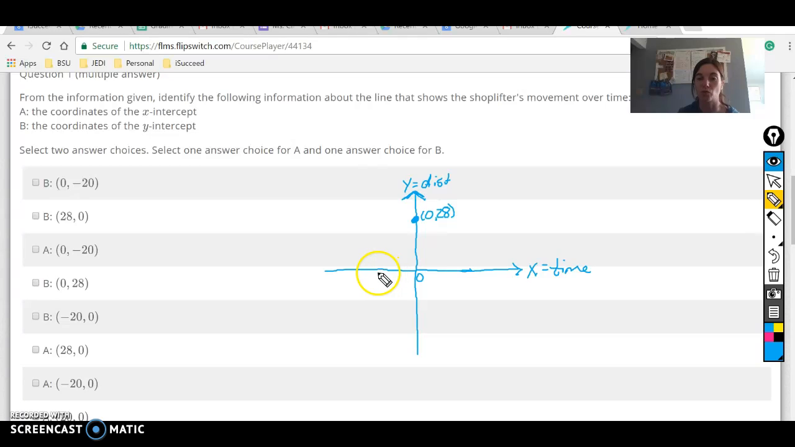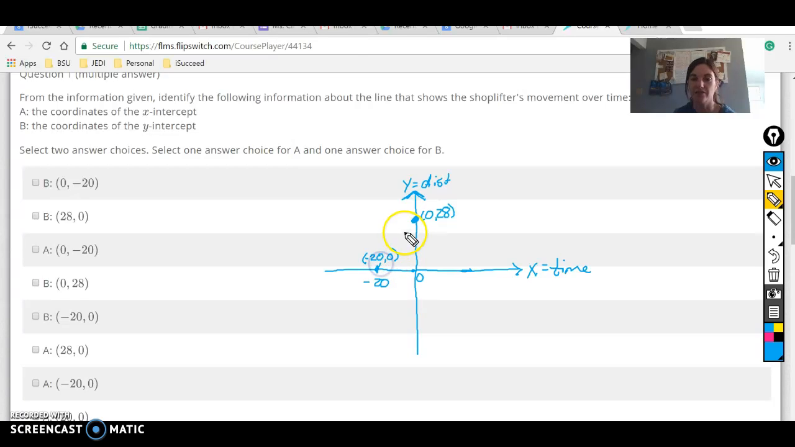Now, 20 seconds previous, that would go into negative time. So before her call came in, 20 seconds previous, the shoplifter was leaving the store. So they were at a distance of 0. At minus 20 seconds, their distance is 0. So this is going to be our x-intercept.